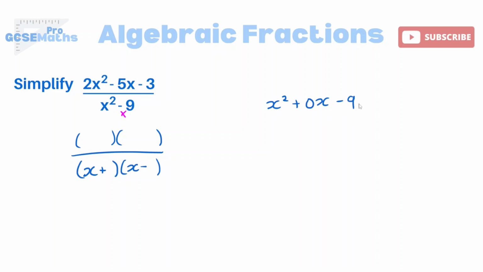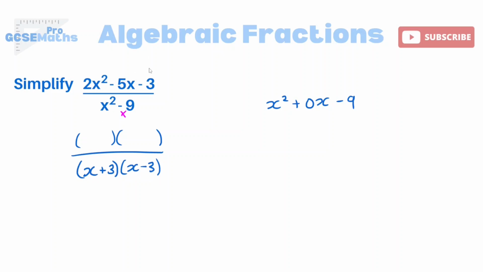What 2 numbers would multiply to make 9, but when you add them, would cancel out, make 0? Well, obviously 3 and 3, difference of 2 squares. Now that I've done that, that's actually going to hint to me that the numerator must also have a bracket with either x plus 3 or x minus 3.